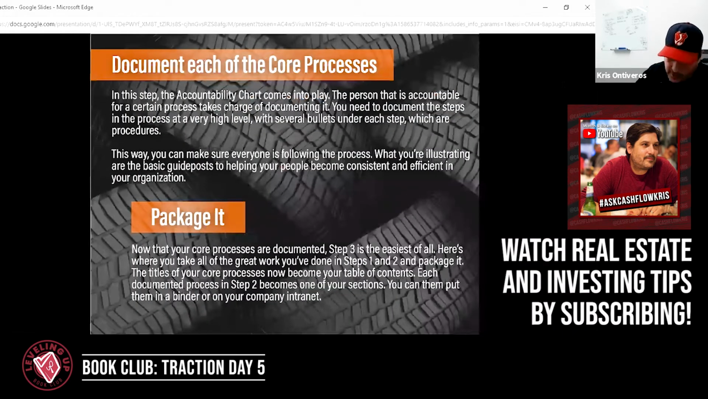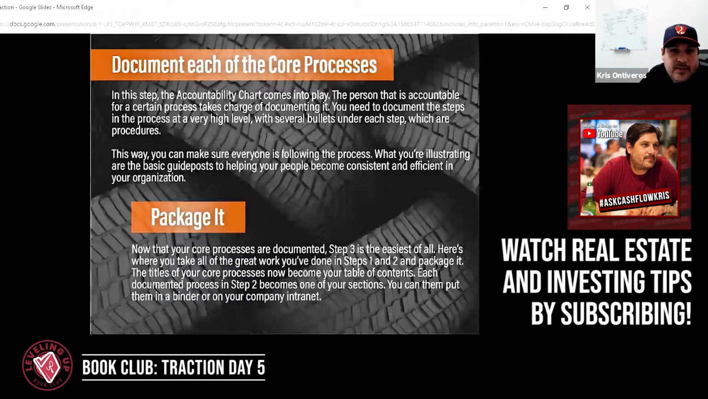All right, so you've identified that step 2 is to document each core process. In this step, the accountability chart comes into play, which is a big one, man. The accountability chart, we talked about that last week. For those of you who weren't here, you need to create that accountability chart so you know what needs to be done and, more importantly, who needs to do it. When we start holding our level 10 meetings, if you don't have an accountability chart, you're not going to know who has what. So that's a big one.